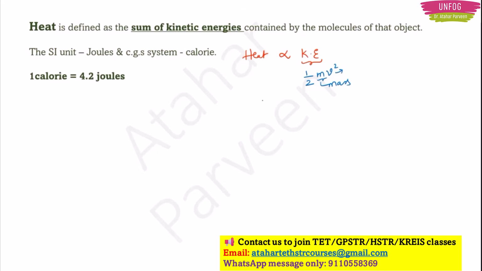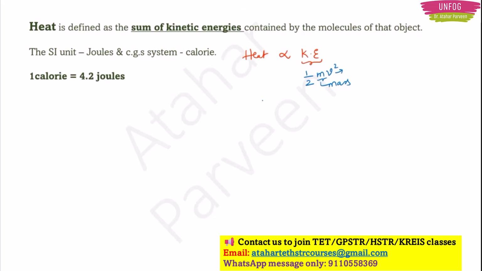Thus the reason why I can also say that the heat of an object is directly proportional to the mass of the molecules, the sum of the mass of the molecules present in that object. Or in short, we can say that heat is directly proportional to the mass of the object. Okay.